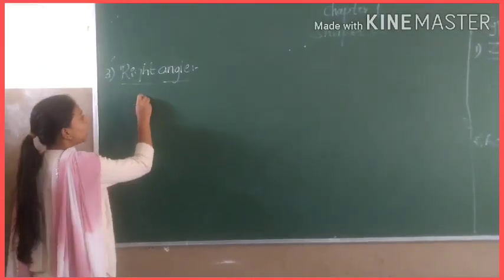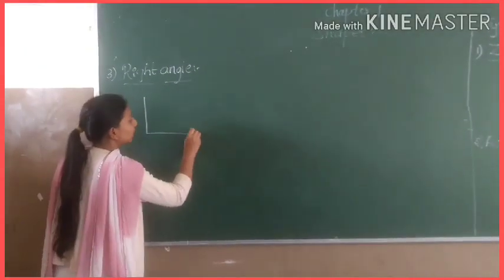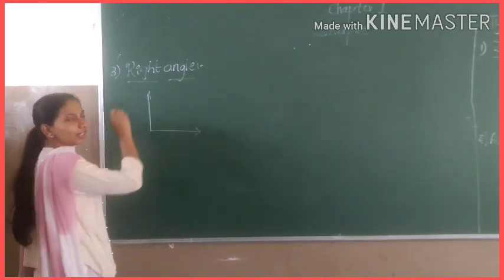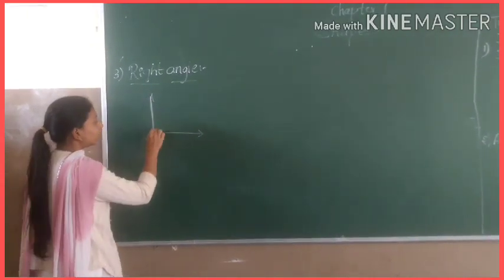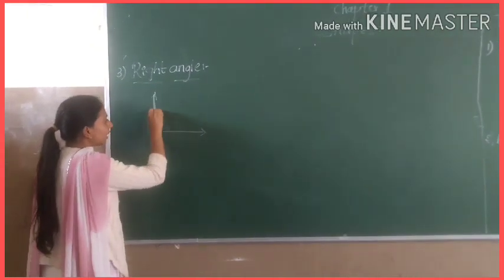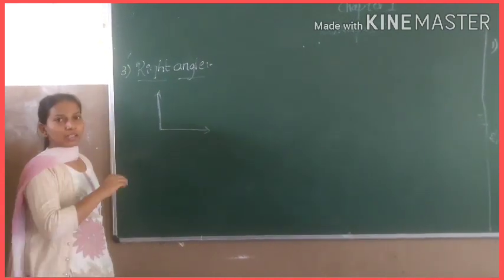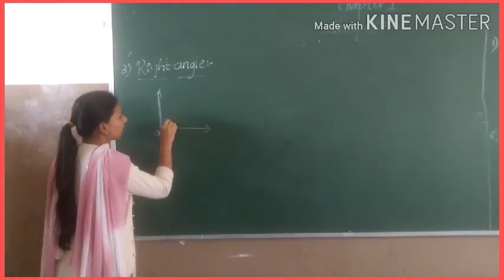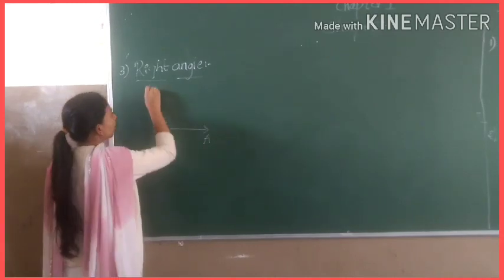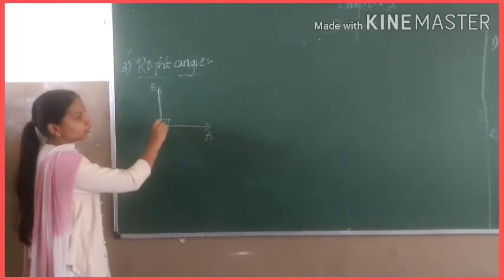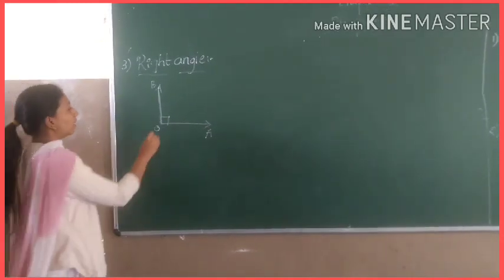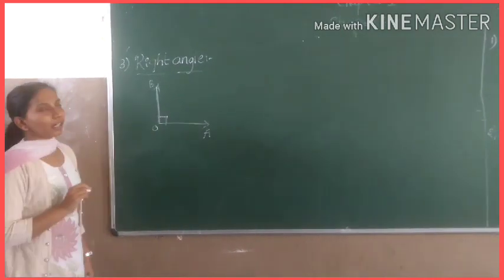This is the initial ray, and if the final ray lies exactly at the position of 90 degree, we call this one the right angle. This can be denoted like this. This is the denotation of the right angle.